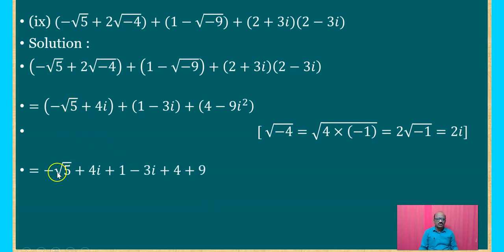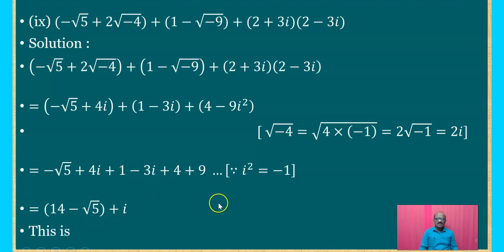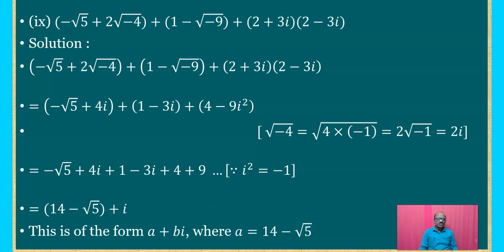Next is minus root 5 plus 4i, 1 minus 3i, 4 minus 9i square, i square is minus 1, and that minus and minus will become plus. Therefore it is plus 9. Now collect the real numbers. That is 14 minus root 5: 9 plus 4 is 13, plus 1 is 14, and this is minus root 5. What about the i? 4i minus 3i is i. This is of the form a plus ib, where a is equal to 14 minus root 5 and b is 1.